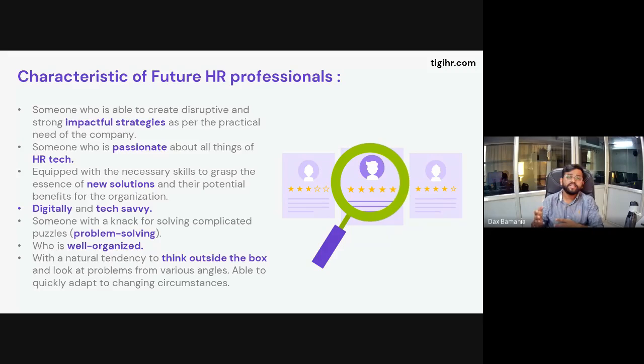It is possible that in the future we will be in one-to-one counseling sessions, and at that place we need to solve the problems of the employees. There, we need very good problem solving skills. We need to be well organized, and we need to be an out of the box thinker. So these are the characteristics that we need to focus on for the future.